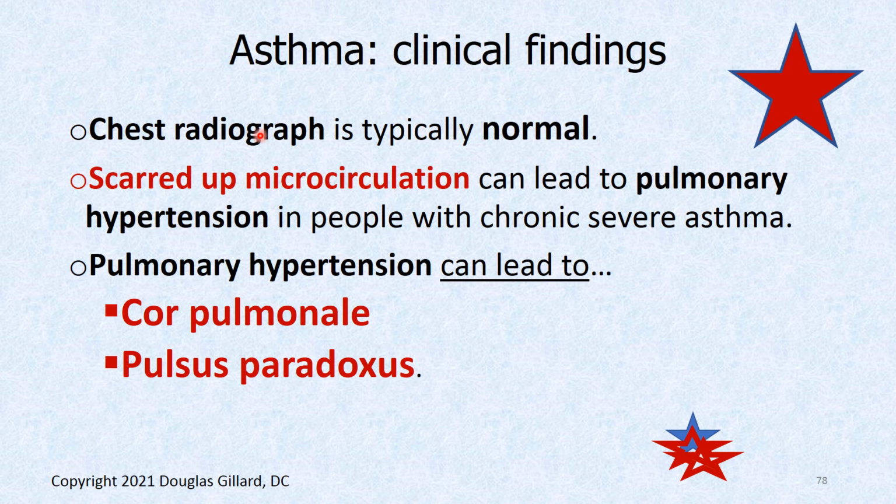Chest radiograph may be normal unless you have chronic asthma and you've already caused damage and the microcirculation is scarred up. In a patient with chronic asthma, you can scar up the microcirculation. You can develop cor pulmonale with this in the long term. And remember, if you have cor pulmonale, you have pulsus paradoxus. See how this is all tying together? So it's possible for asthmatics to have pulsus paradoxus. That's going to be someone who's battled it for a long time, probably in their 50s, 60s.